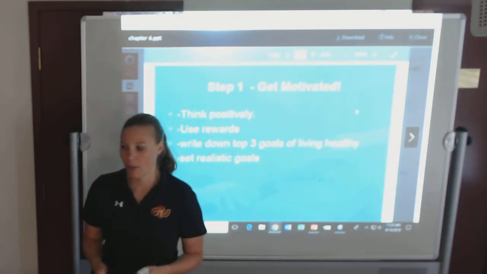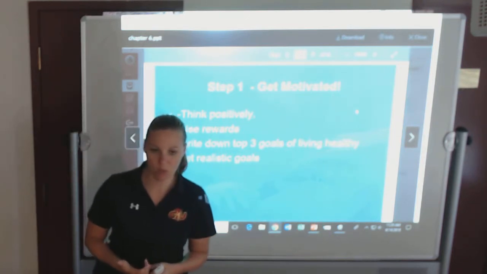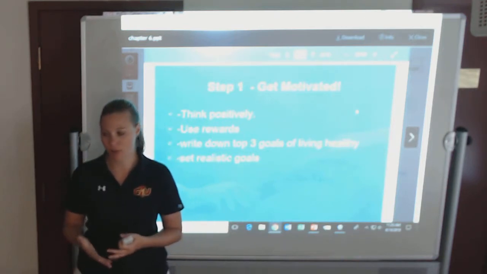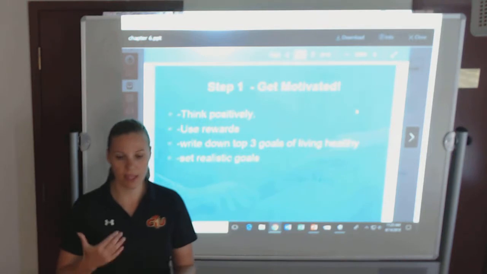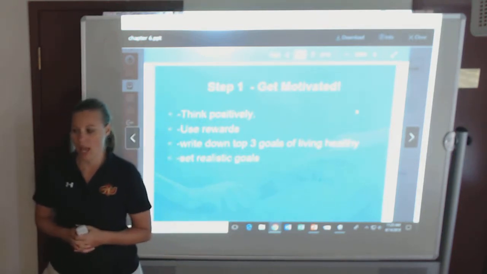And then we have 3 goals for healthy living that you want to write down. What are those 3 goals? What do you have in your life that's not healthy, and that we need to find and maybe think through and problem solve to where we can have better goals?